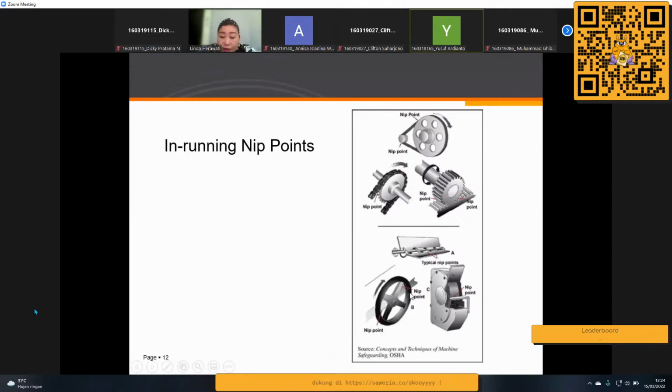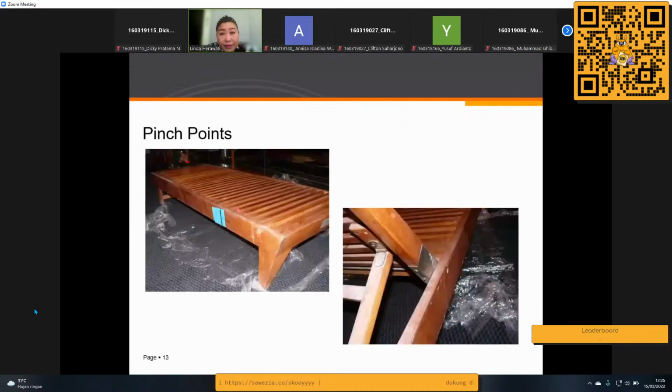And also in the rotary area, this one is also a nip point. This is also a mechanical hazard that we can find in machinery.